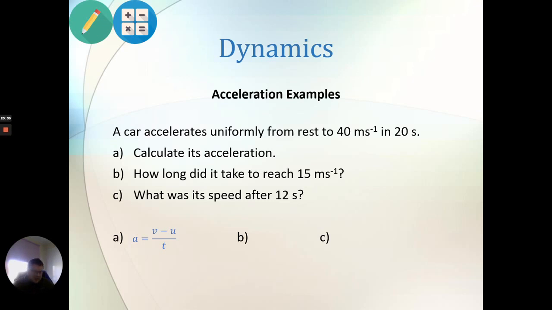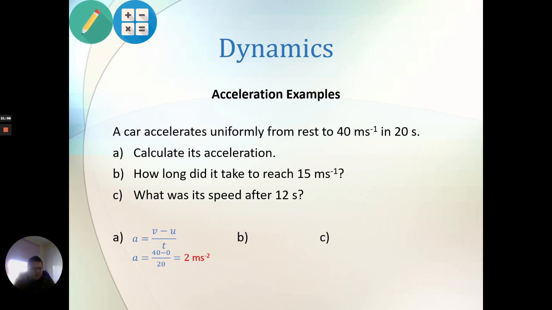Well, A is what we're trying to find. V is the final speed. So that's the second speed that we've got here. So it's gone from rest, so that means it started at rest. Rest was the initial speed, and it's gone to 40 meters per second. So 40 is the final speed. So A is equal to 40 minus 0 divided by the time, which is 20. When we put that in, we get that it's 2 meters per second as our acceleration.